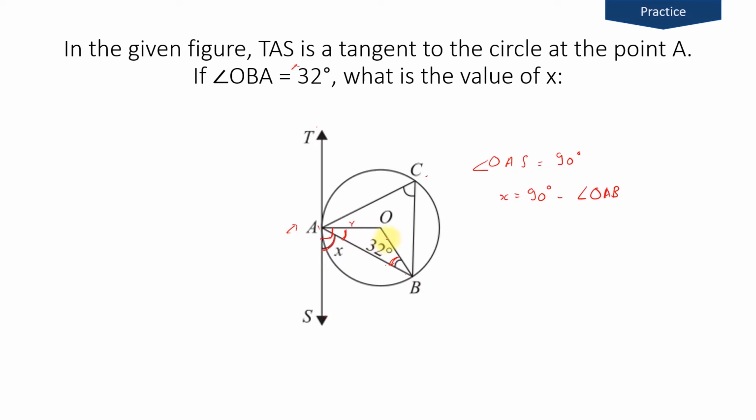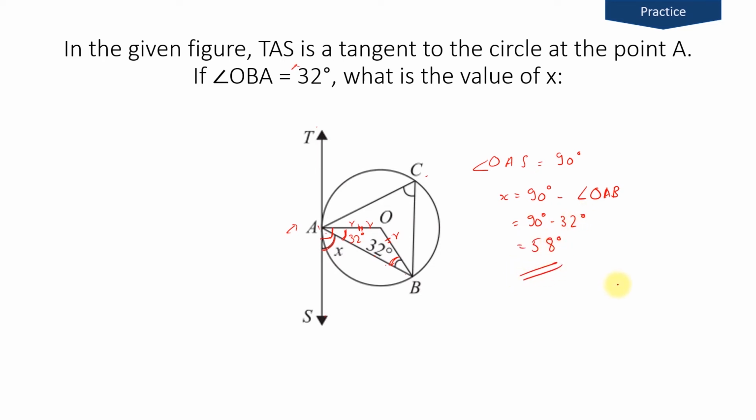And we know that in triangle OAB, OA and OB are same because these are radius of the circle. So the opposite angles are also equal. Angle OAB is equal to angle OBA. So this is also 32 degrees. So to find X, we just have to subtract 32 from 90 to get 58 degrees.